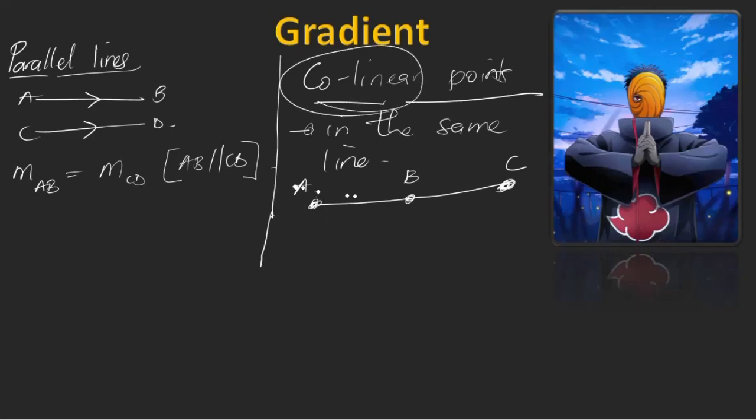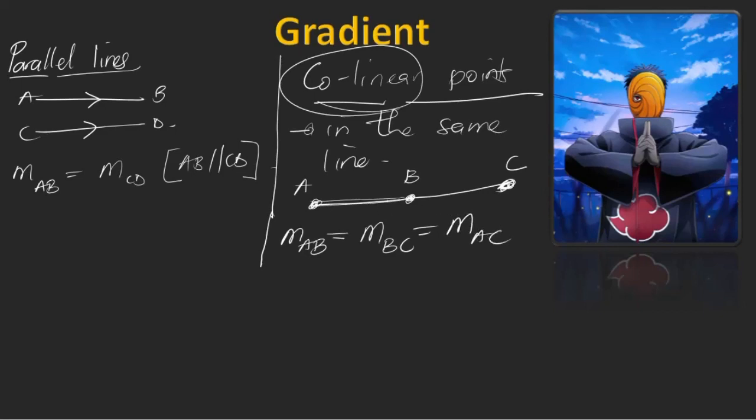Or we can say AB and BC are collinear. Why? Because they are in the same line. Does that make sense? So now what do we know about collinear points? Collinear points mean the line that is formed, AB. I can say the gradient of AB is equal to the gradient of BC, which is equal to the gradient of AC.